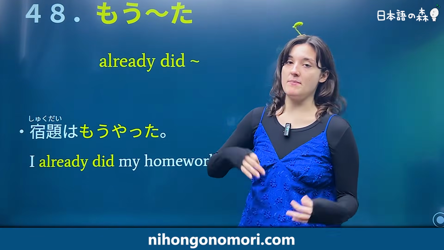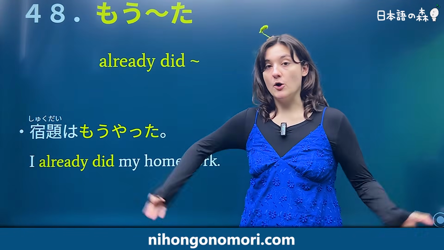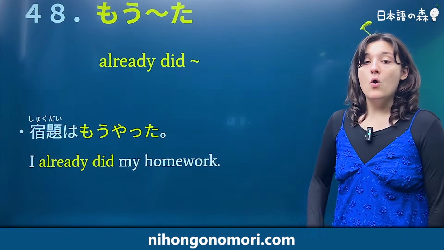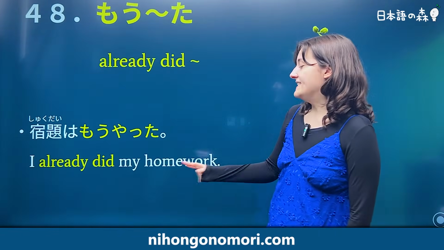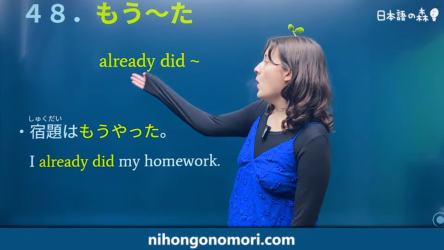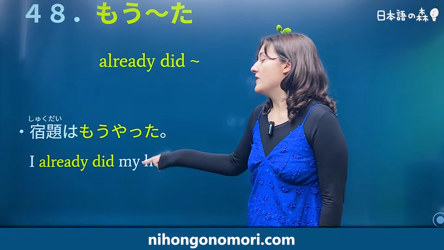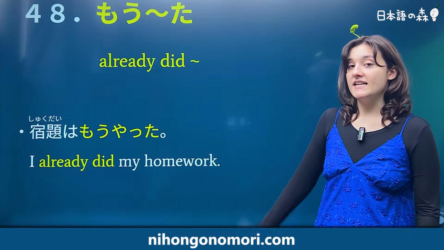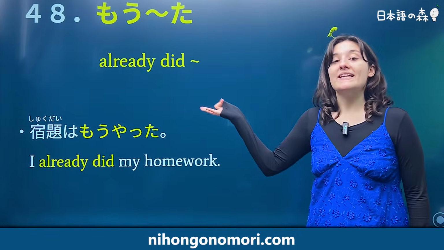もう〜た. So this is "already did," right? This た is meant to represent the past form, the 過去形. So 宿題はもうやった. もうやりました. もうしました. I already did my homework, right? もう is like "already." And then by putting in the past, we know that it has already been completed. It's done. It's like the opposite of まだ〜ていない. I haven't done yet. I have already done.